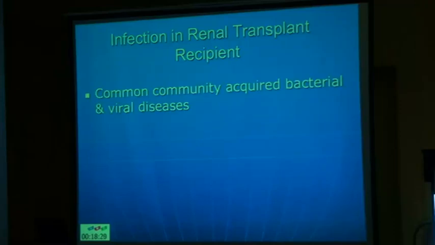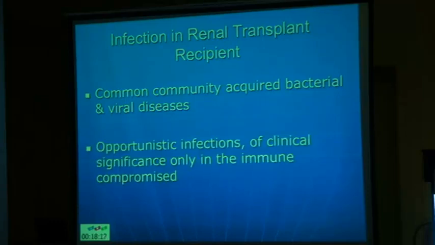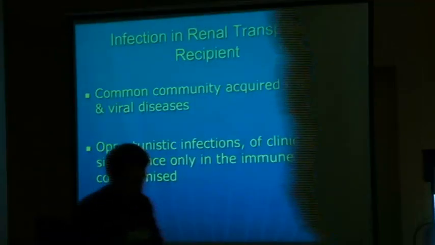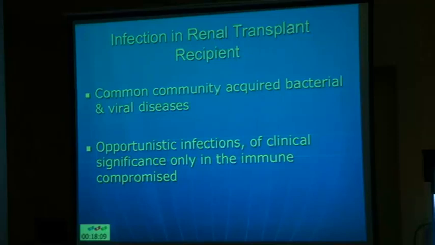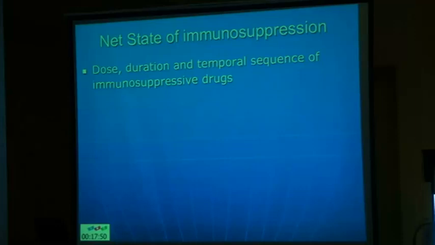Infection in the renal transplant recipient can be one of the common community-acquired bacterial and viral infections, and this differs from the general population in that it's more severe and tends to be polymicrobial, or it could be opportunistic infections, which come to clinical significance only when the immunity is compromised. Infection can come from the recipient or the donor. That's why you have to make sure that they're both free of infection prior to transplantation. And of course, the problem comes with secondary transplantation when the recipient might have a systemic infection, and the possibility of contamination during organ procurement.